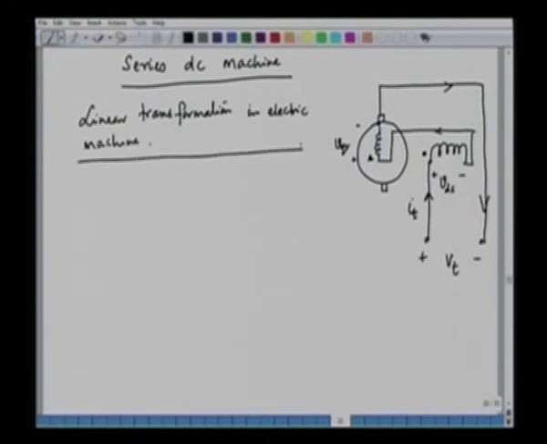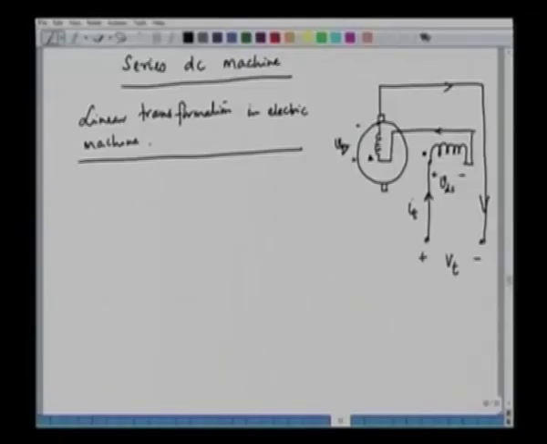Now what is the meaning of linear transformation? Linear transformation is a transformation which transforms the actual variable to the primitive variable without any nonlinear term. By nonlinear term, we mean there should not be a product of two variables, there should not be a square of a variable. Okay? Say how we can tackle this particular problem.